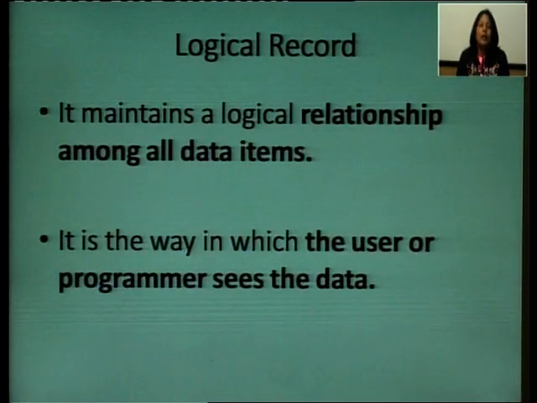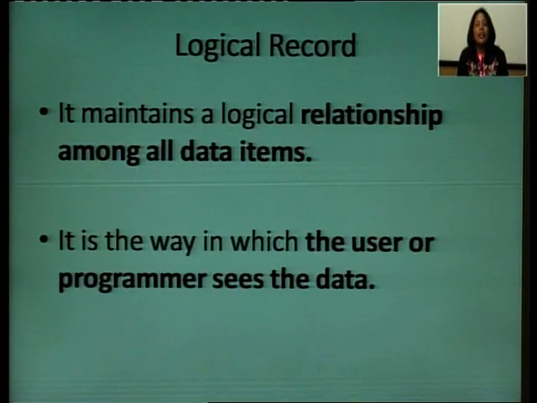So records are logical records or physical records. A logical record maintains a logical relationship among all data items, and it is the way in which the user or programmer sees the data. Clear? Logical record is the relationship among all the data items, and it is the way in which the user or programmer sees the data.